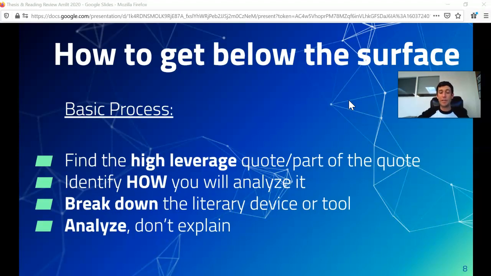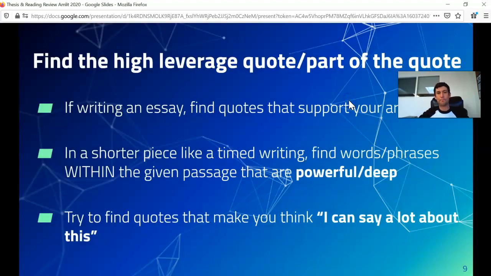And then break down the literary device or tool. Like, what is a metaphor? Why would an author use a metaphor? Why would an author shift a tone in their novel, right? And then make sure you're analyzing the quote, not just explaining it or summarizing it. And I'll go through all 4 of these things right now.